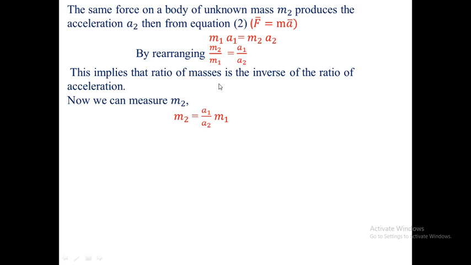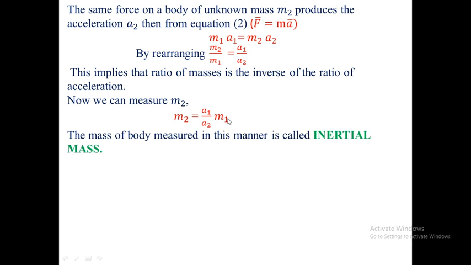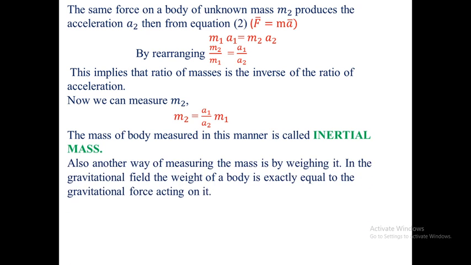If we take the ratio of masses of two objects, then that will be the reciprocal of the ratio of accelerations of those objects respectively. And from Newton's second law, I can calculate the unknown mass m2 as a1 upon a2 into m1. The mass which is calculated in this way is known as inertial mass. So the mass of a body measured in this way is called inertial mass.